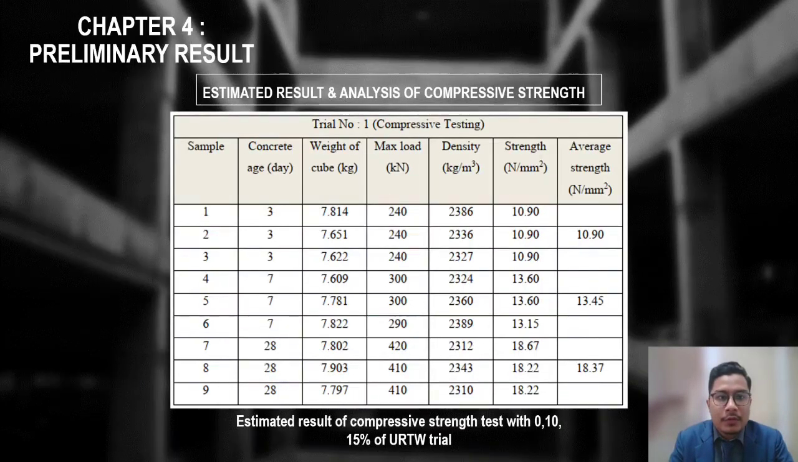This is the estimated result and analysis of compressive strength. There are 3 samples of 0, 10 and 15% of URTW material. Each sample of different percentage will have 3 different concrete ages, in days. In the table, the results differ in weight, maximum load, density, strength and average strength.